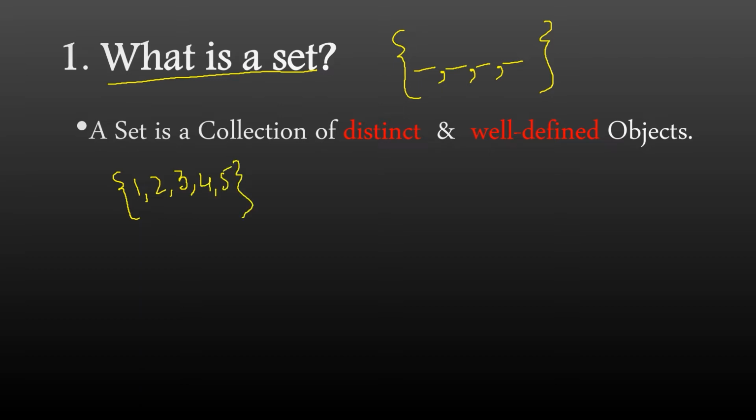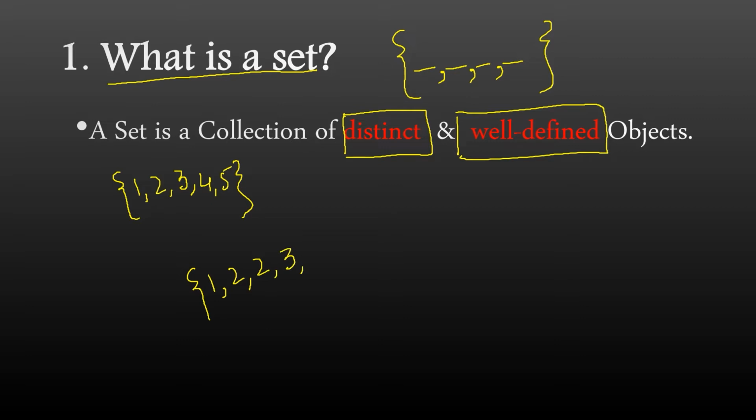Okay. Why do I focus on these two words, distinct and well defined? Because if the collection is not distinct, the collection will not be a set. For example, if I write 1, 2, 2, 3, 4 and 5, this is not a set because the collection is not distinct. We have repetition of elements. Repetition of the same element in a collection will not make it a set.